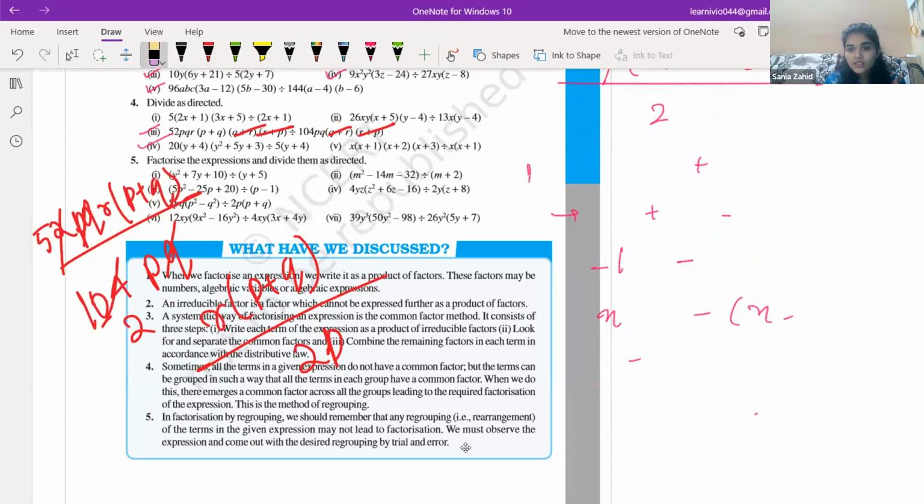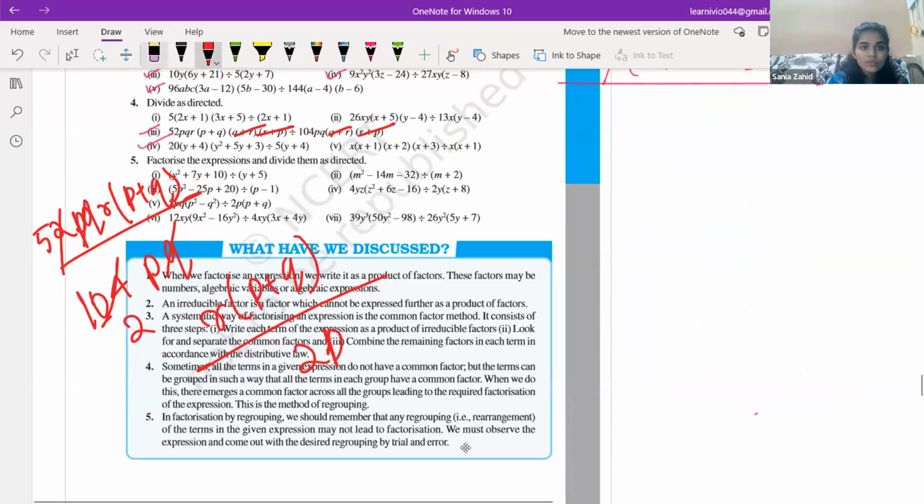Yes, now we have the next one. Ma'am, if we are cutting PQ, shouldn't we only have two? Only two left, ma'am. Okay, yeah, we are cutting P as well. Fine, so only 2 is left.